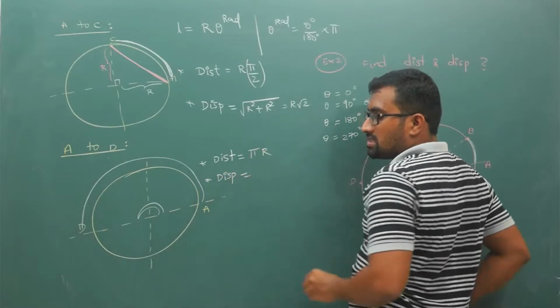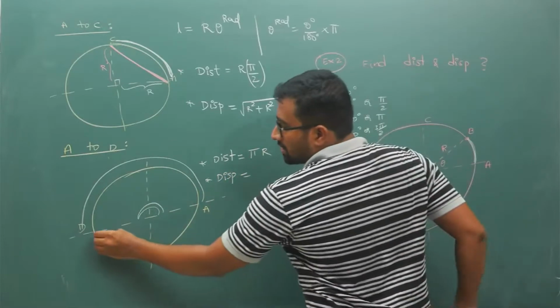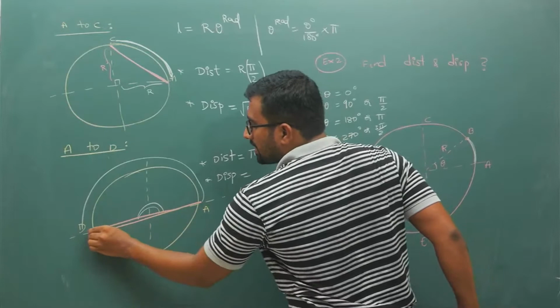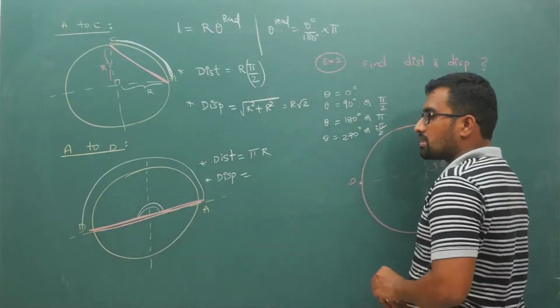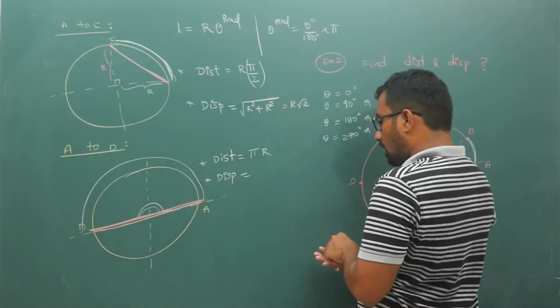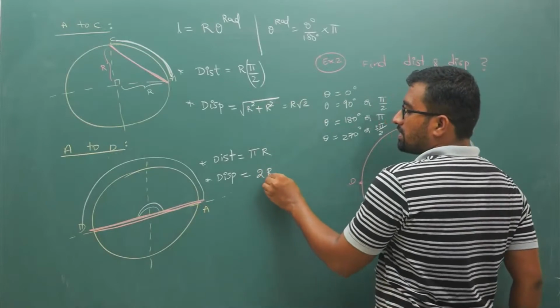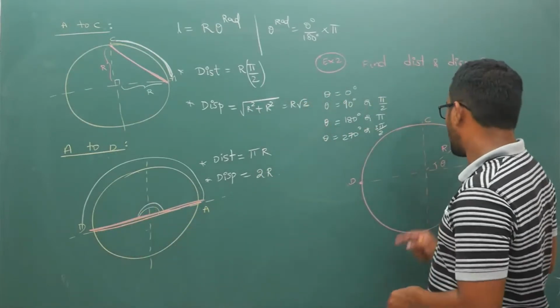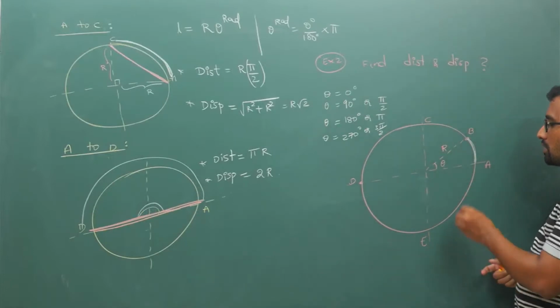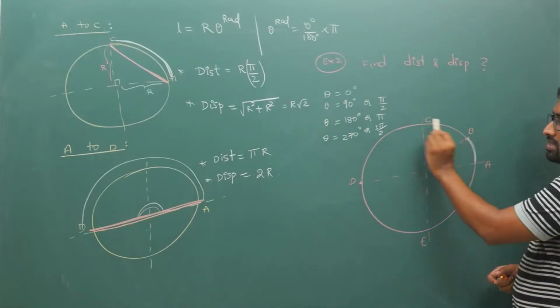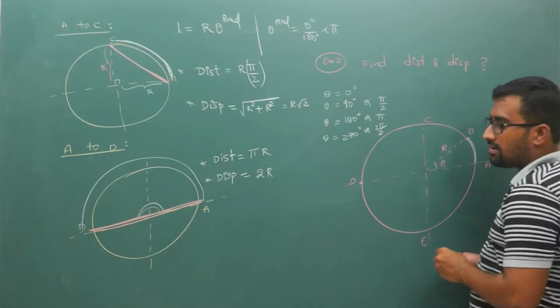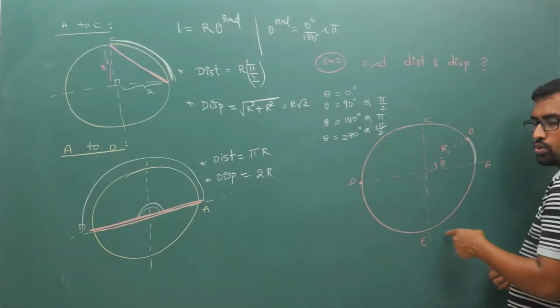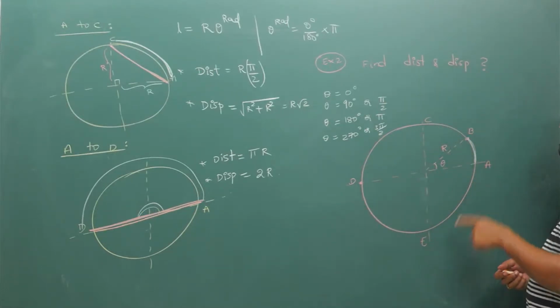Displacement is shortest distance. So what is your shortest distance? This pink color line is your shortest distance from initial position to final position. So how much is the displacement? Displacement is 2r. It is the straight line distance. Like this, from A to E, if you are calculating, your distance is total length of path covered, that is 3 pi r by 2. Shortest distance is once again R root 2.